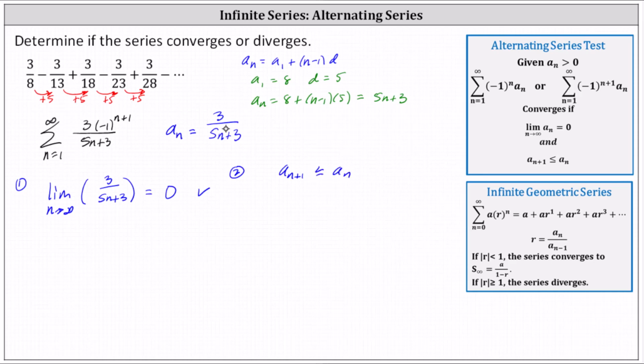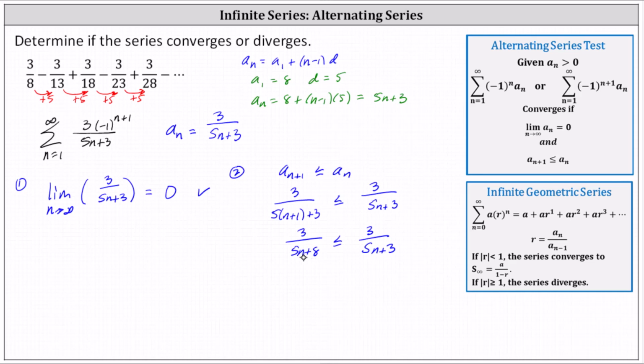Using the formula, a sub n plus 1 is equal to 3 divided by the quantity 5 times the quantity n plus 1 plus 3, and of course a sub n is simply 3 divided by the quantity 5n plus 3. Simplifying the denominator on the left, we have 5n plus 5 plus 3, giving us 3 divided by the quantity 5n plus 8, less than or equal to 3 divided by the quantity 5n plus 3. When comparing two fractions with a positive numerator, the fraction with the larger denominator will always be less than the fraction with the smaller denominator.